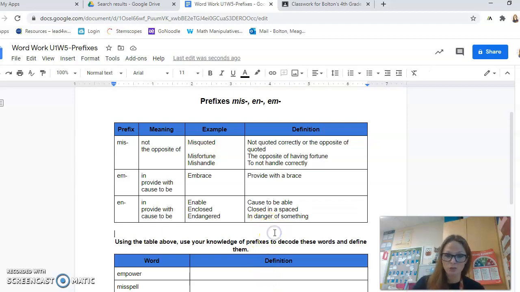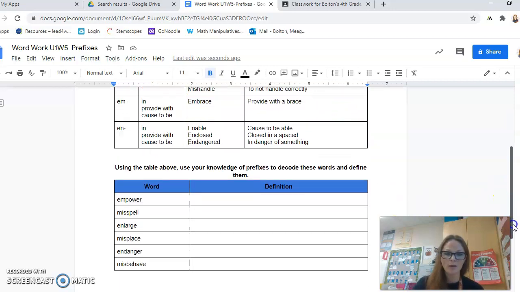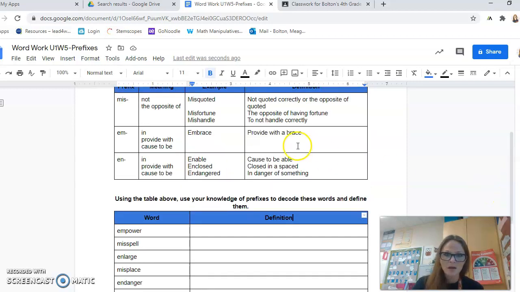So what you're going to do today, using these examples that we have up here, you are going to use these words and give the definition based on the meaning of the prefix. So for example, misspell, I'm going to come up and see what mis means. Oh, it means not to spell. So misspell might mean not spelling correctly, or it might mean the opposite of spell, right? If you misspell the word, you're not spelling it correctly.